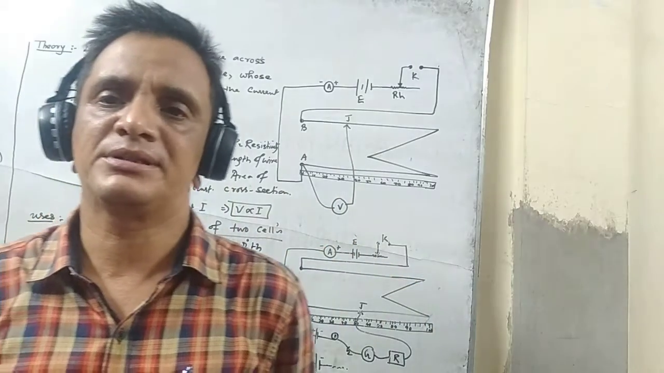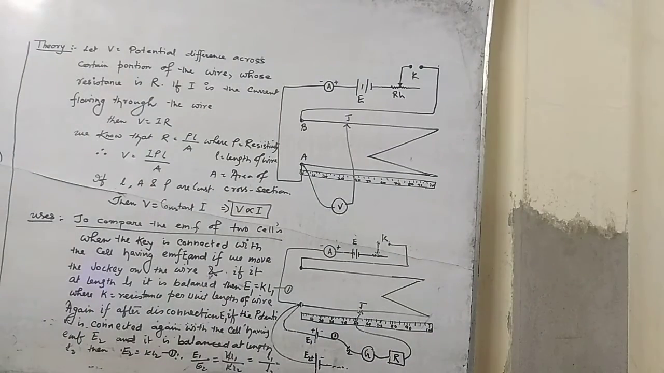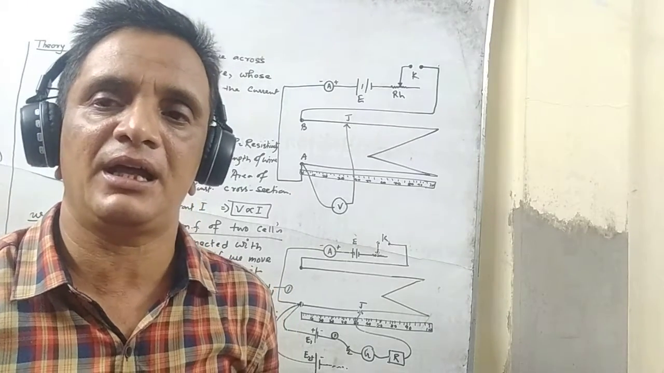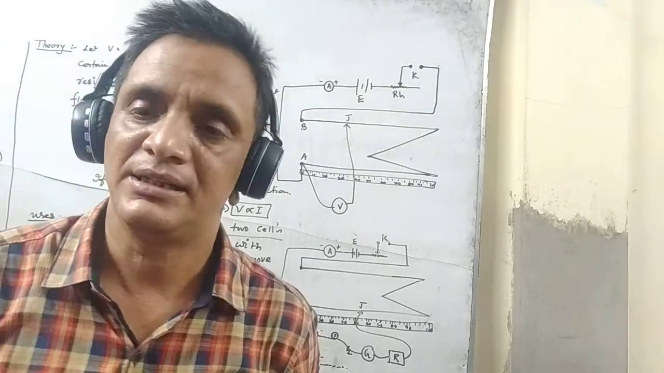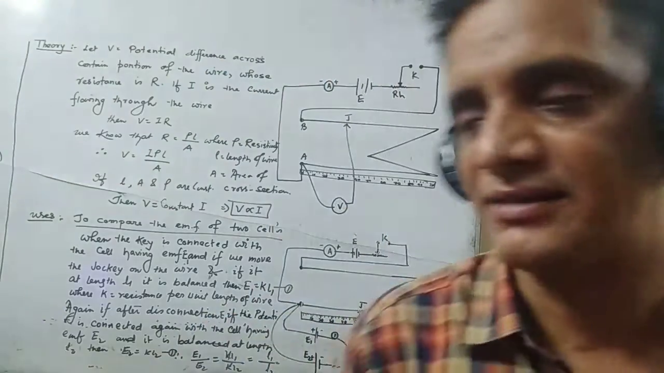Today we are going to discuss a new topic, the potentiometer. It is a very important instrument which is used for measuring the potential, generally the EMF, for comparing the EMF of two cells, and for measuring the internal resistance of a cell. Generally, it looks the same as your Wheatstone bridge.